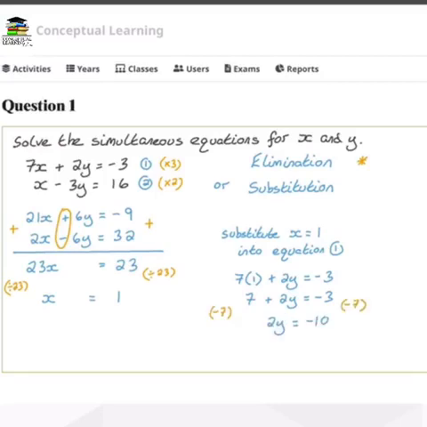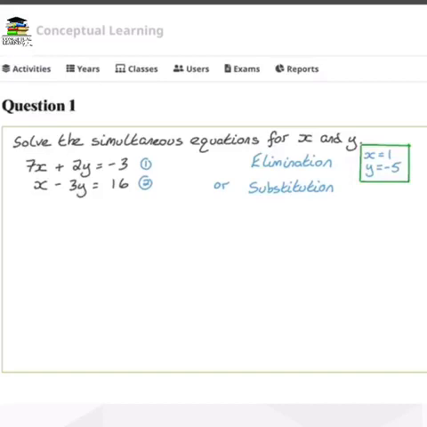Subtracting 7 from both sides of this equation gives us 2y equals negative 10. And finally, dividing both sides by 2 gives us a value of y equal to negative 5. This means that the solution to the simultaneous equations by elimination is x equals 1 and y equals negative 5.